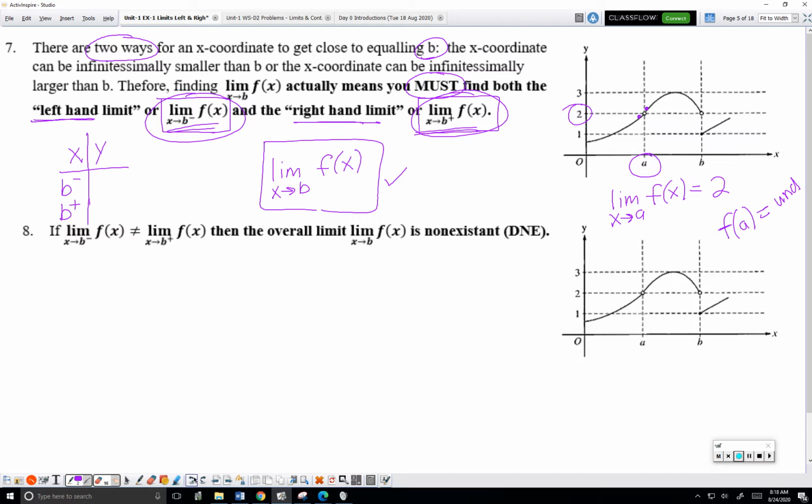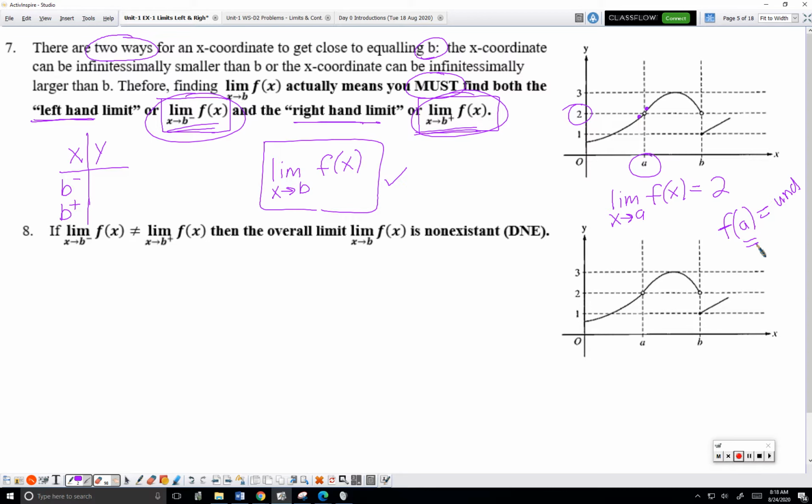Getting used to a new board. Hello. The board is having trouble recognizing the difference between the pen and my hand for some reason. There we go.